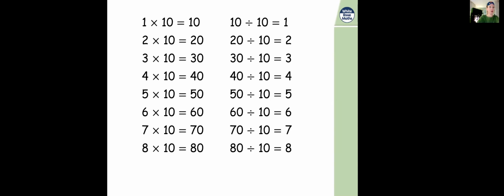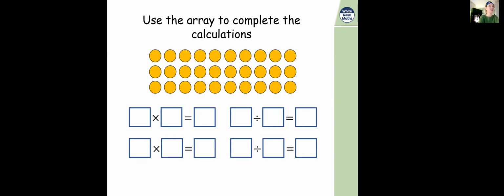Right, let's move on. Here's an array. Use the array to complete the calculation. So thinking about what we've just learned between the relationship between the numbers with multiplication and division, that can help us to solve this problem. Let's start with the multiplication. Got my mouse here. Here we go. Let's start with the multiplication. Can you work out the multiplication that would go with this array?